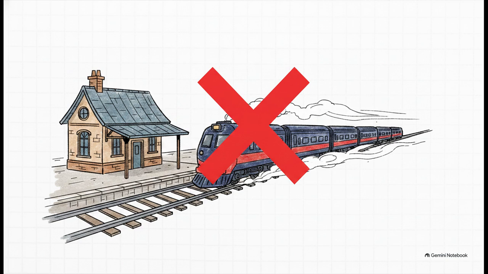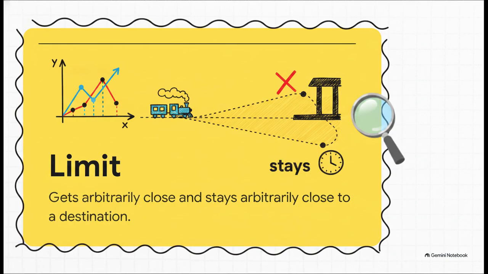Can we say the station is the train's limit? No way. We absolutely cannot. Why? Because the train got close, but it didn't stay close. So, here is your crucial takeaway. A limit means a variable gets arbitrarily close to a destination and stays arbitrarily close. The word "remains" is literally the absolute heart of this definition. If the numbers start bouncing away again, just like our runaway train, there is no limit.